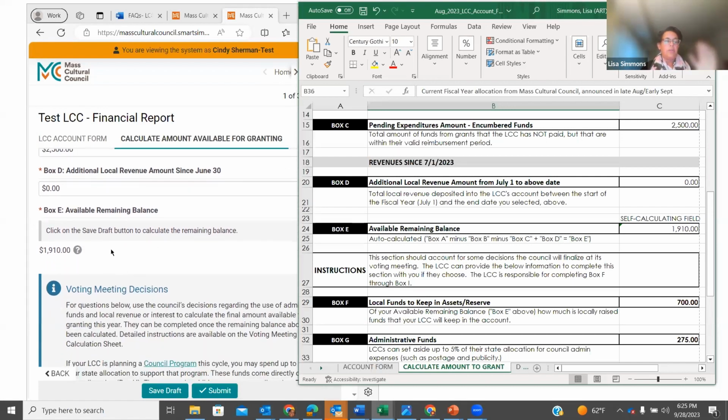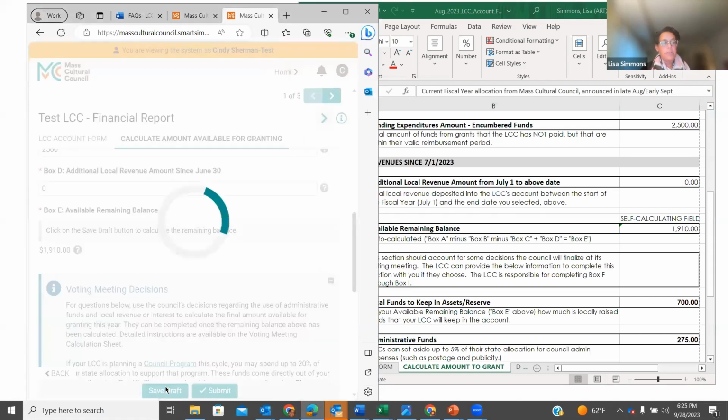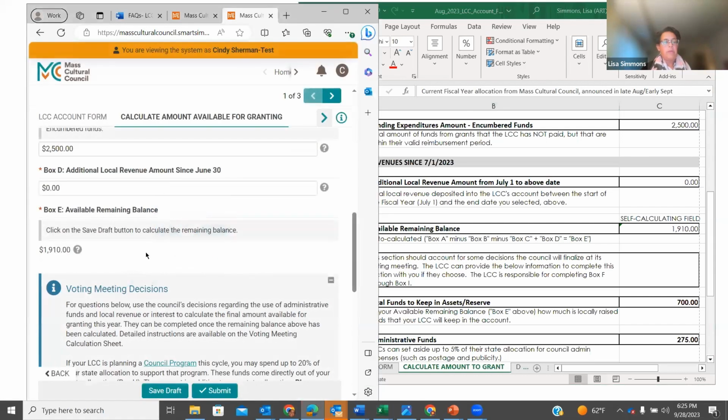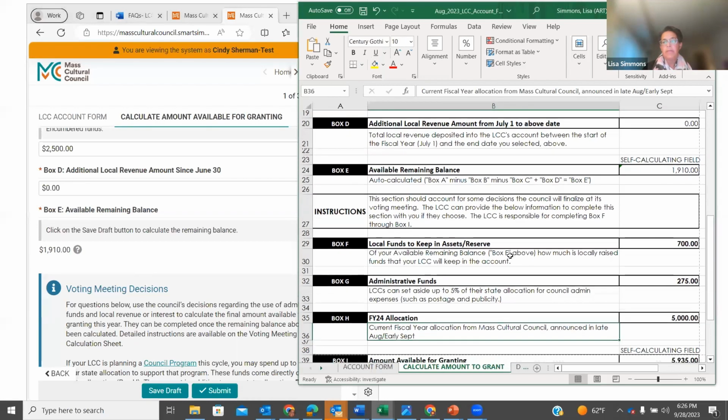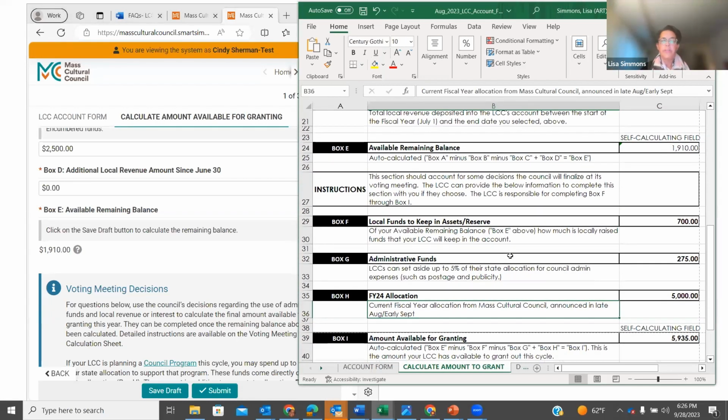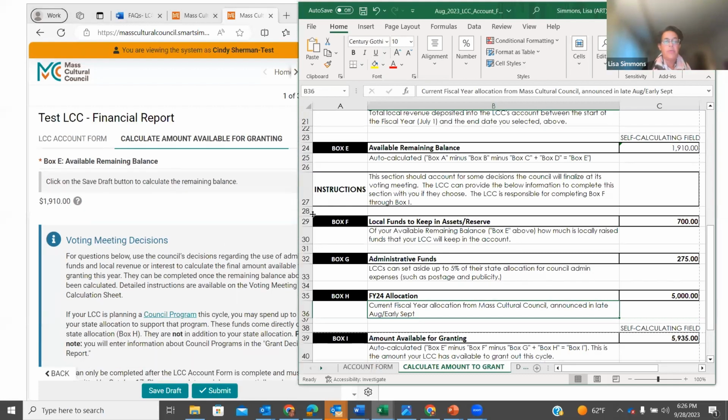So then you hit the save draft button. So we're going to hit save draft. And again, the save draft button is the calculator for the GMS system. So this available remaining balance in box E should mirror this available remaining balance from the account form. And if it doesn't, you can call your program officer and we can help you work through what numbers, where, and what might have happened. But we are here to help you through this process.